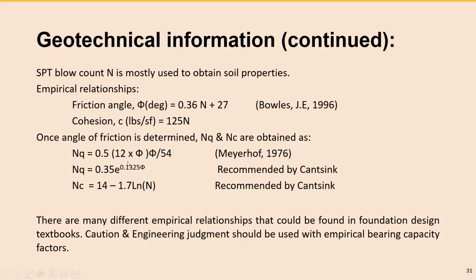But the helical pile industry uses the 0.5 because it works well with helical pile design. But at Cantsink, we have our own NQ. This is the one we use: 0.35 e to the power 0.1325 phi. And for NC, we use 14 minus 1.7 times the natural log of N. This is the one that we use in our computer program, and these are based on test results that we have. We use the individual bearing plate method, and we do tests, and we calibrate those and come up with these empirical equations, NQ and NC.